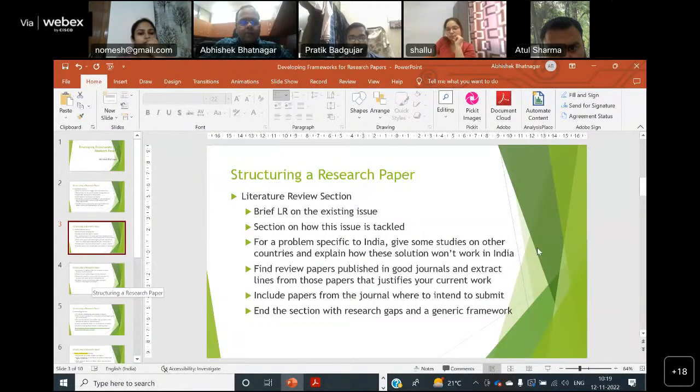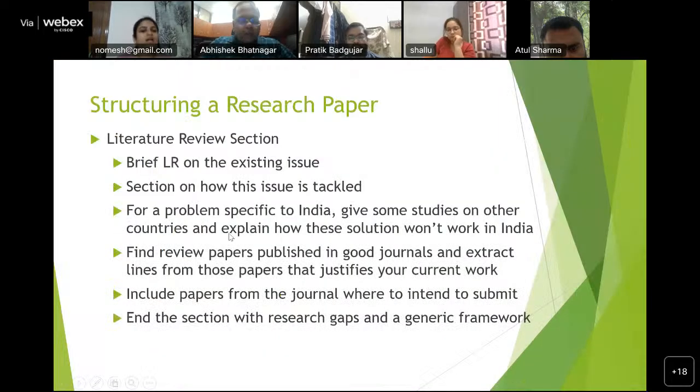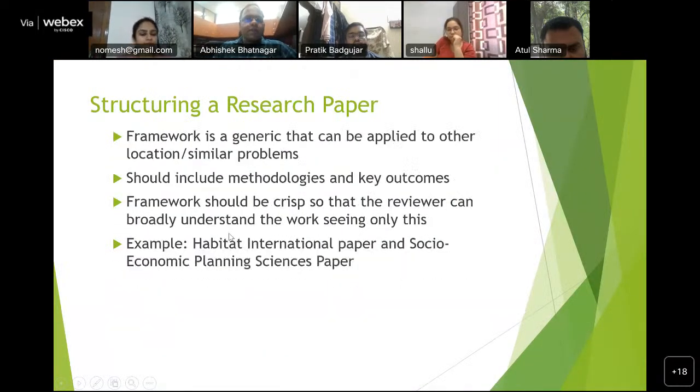Yeah, so now my PPT is visible. So this is fine. Now the literature review section or the start of the methodology section, you can start with a framework that is generic and can be applied to other locations or similar problems. And in the framework, you should include the methodology and the key outcomes, so that if the reviewer just sees your framework diagram, he or she knows what exactly is your outcome.